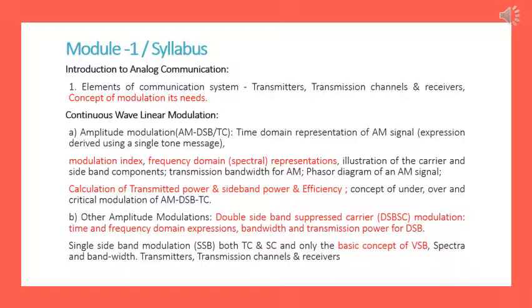Apart from that, we have to study continuous wave linear modulation. In this topic the first topic is AM, amplitude modulation, which is also known as DSBTC. The time domain representation of an AM signal, its expression, how the signal looks. Then we have to understand what modulation index is, which is very important in terms of the exam. We have to see the frequency domain representation of an AM modulated signal. Then we look at the illustration of the carrier and the sideband components.